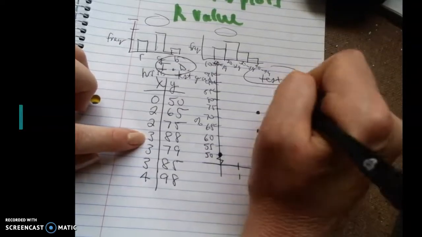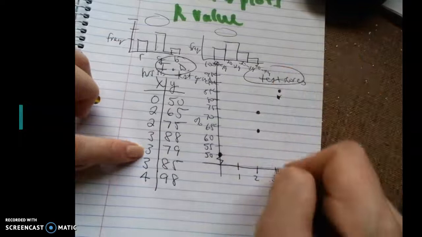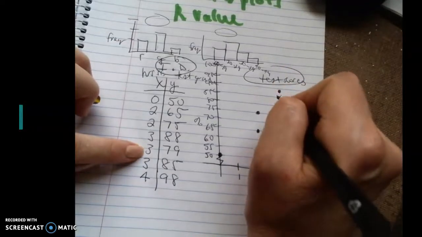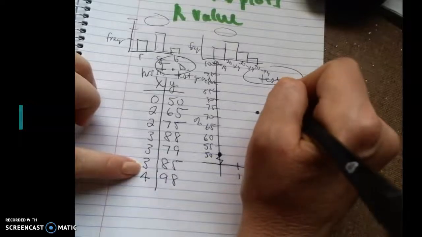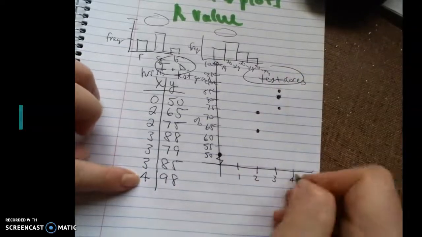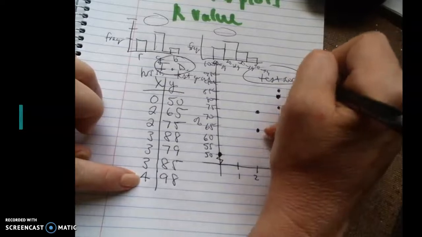That's 85. Shoot, go up a little bit, 88. 3 would be a 79, so about right there. 3 would be an 85. Oh, hey, I lucked out. I do want that guy back. And 4 is a 98, so about right there, okay?